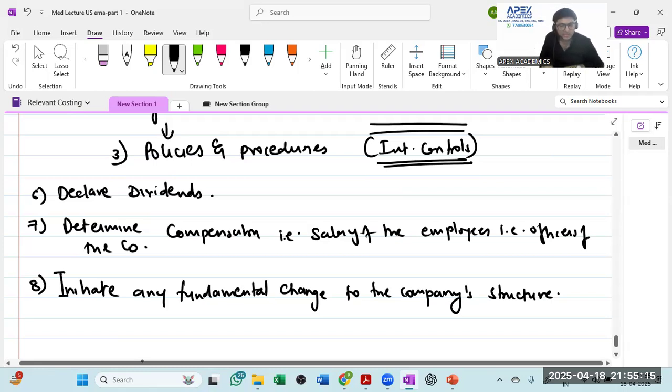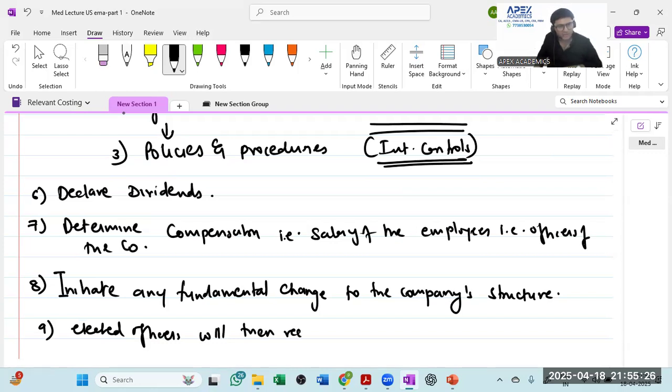Next, please try to understand that the elected officers will then recruit further. So you don't really need to have this point, but okay. Matlab, the director will appoint a manager. The manager will then recruit an intern, associate, assistant, etc. Agreed or disagreed? Please tell me that.